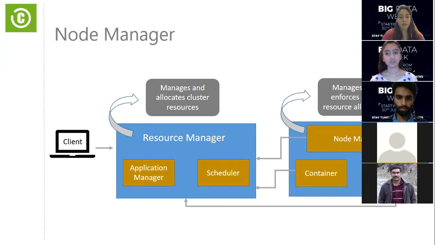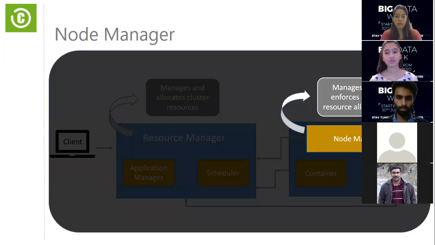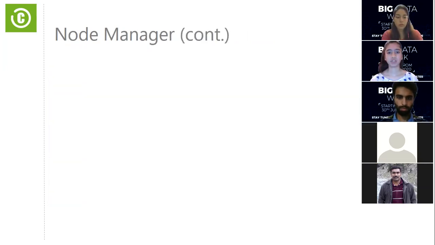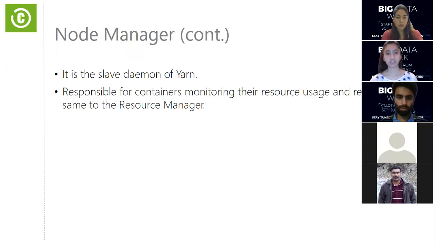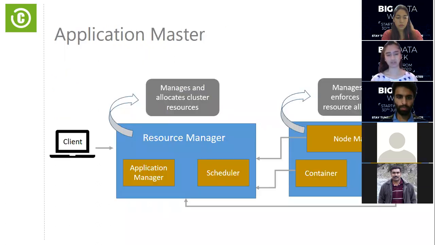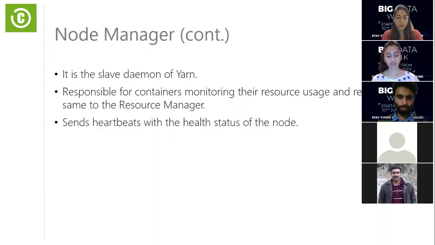Next we move on to the node manager. It is present on our slave workers, it is the slave daemon of Yarn. It is present on each worker or slave node, and it monitors resource usage of the node it is present on and reports it back to the resource manager. It also sends heartbeat with the health status of the node.